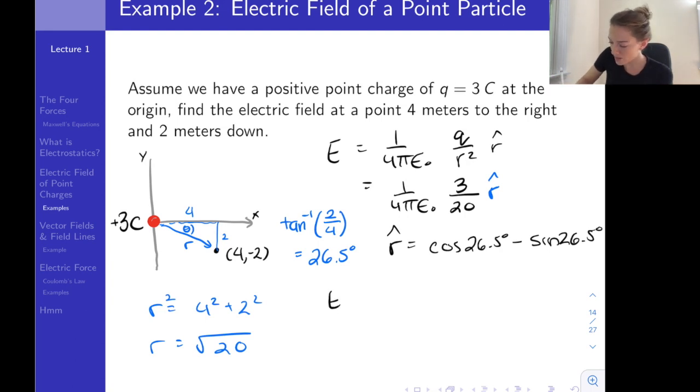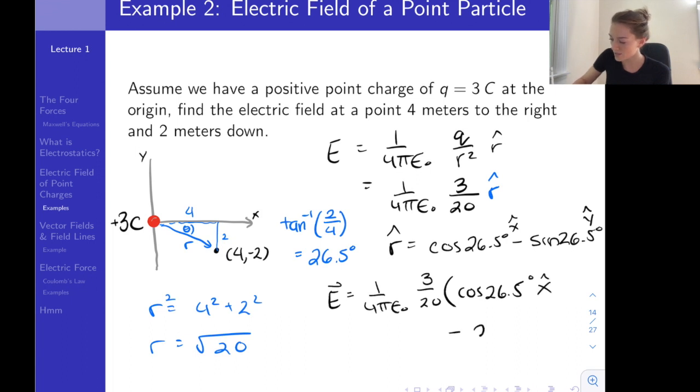So our full electric field in component form would be 1 over 4 pi epsilon naught, 3 over 20. And then we have cosine, oops, I forgot my x hat. This should be in the x direction. This is in the y direction, sorry. So it's cosine 26.5 degrees x hat minus sine of 26.5 y hat. And that's our electric field in component form.